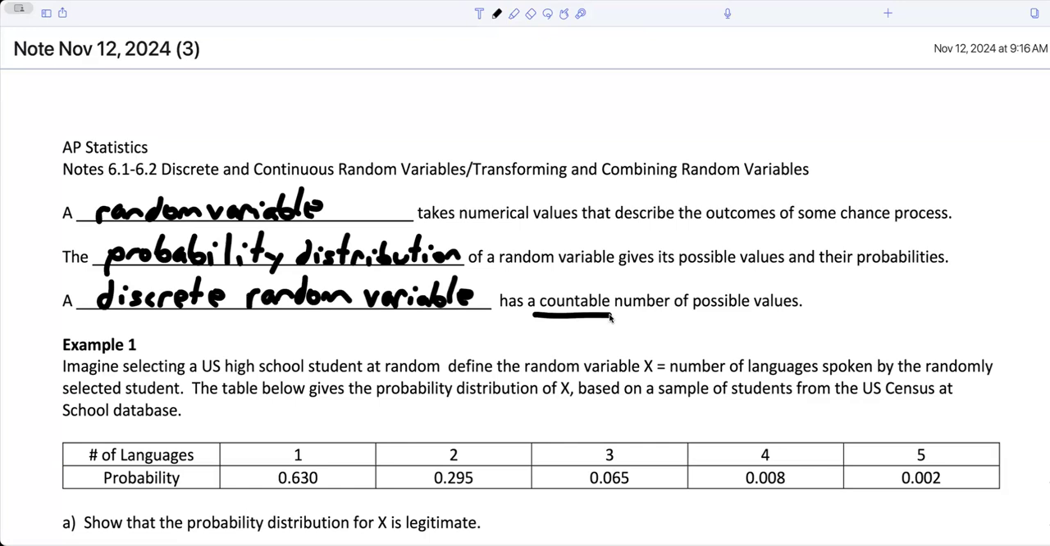Okay, there was a survey. We said, imagine selecting a US high school student at random. Define the random variable X as the number of languages spoken by the randomly selected student. The table below gives the probability distribution of X based on a sample of students from the US Census at School database. Okay, this is an example of a discrete random variable with its respective probability distribution.